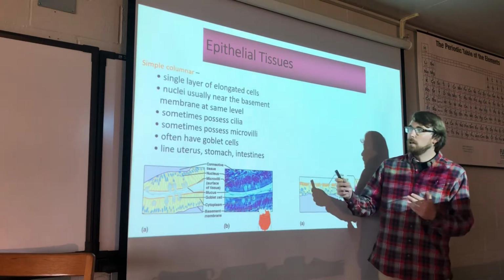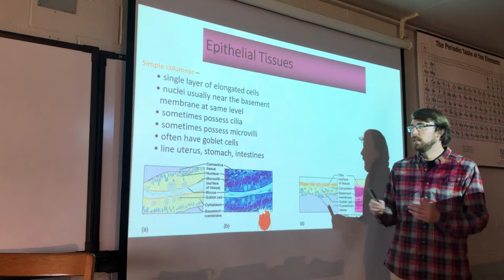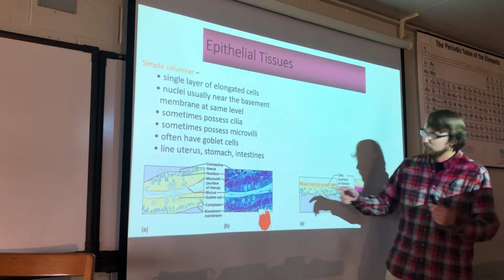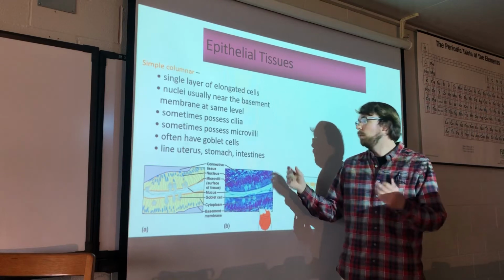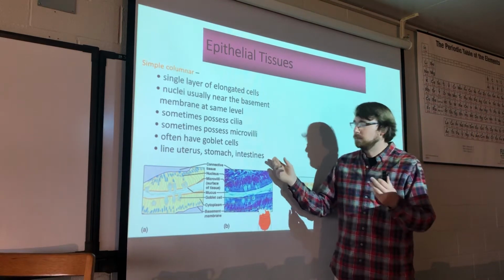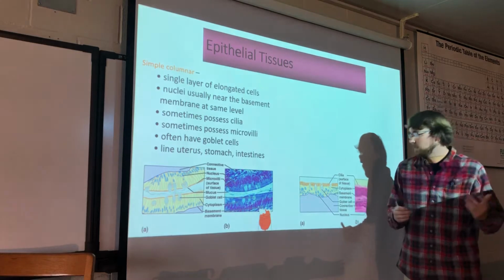So we had left off going over simple columnar cells. These simple columnar cells are a single layer of column-like cells that we have mostly in places like your intestines, your stomach, and your digestive system.